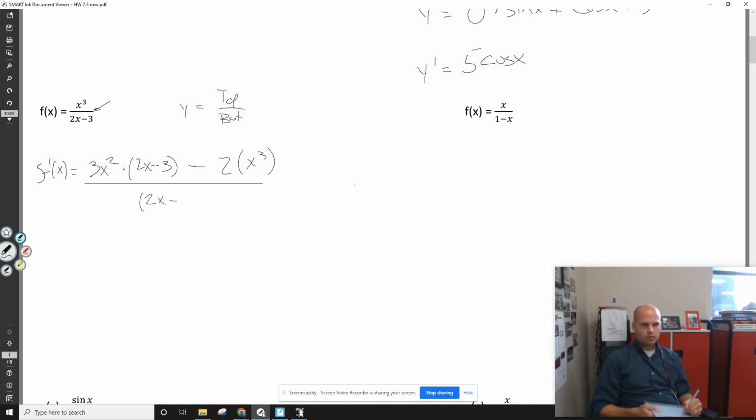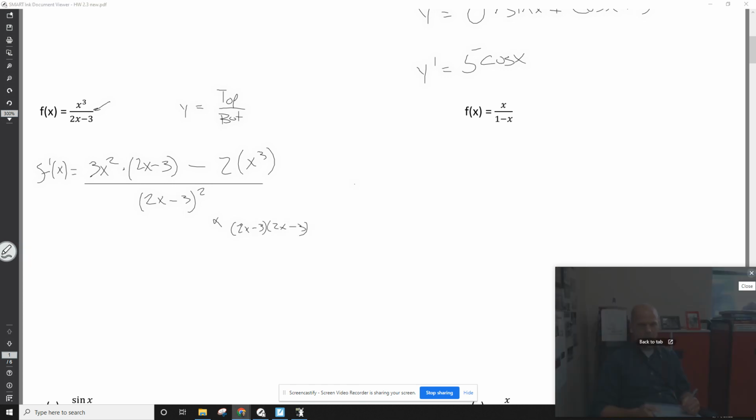Use parentheses when you're squaring the bottom. Now, if I were to square 2x minus 3, it's not 4x squared minus 9 or plus 9. You'd have to write it out twice, as 2x minus 3 times 2x minus 3, and distribute everything. So make sure we don't make that mistake.